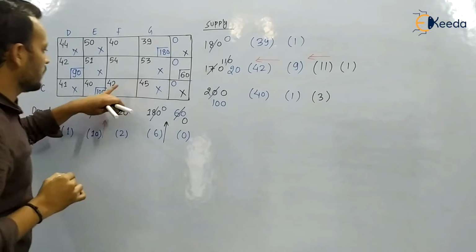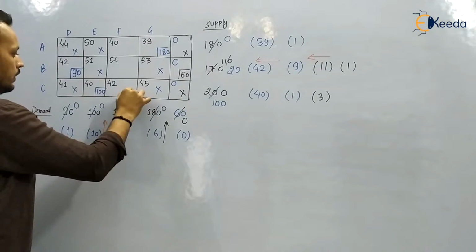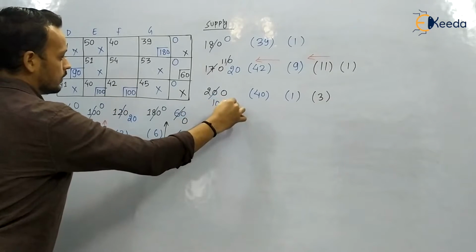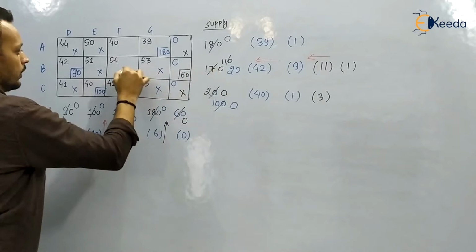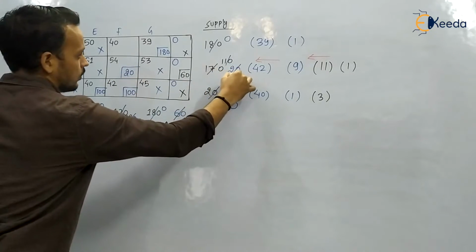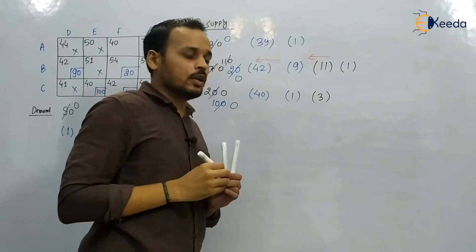Now the minimum is 42. It requires 100. You have 120. So give it 100, you will be left with 20. Here it is 0. Now 20 and 20, give it 20, 0 and 0. You can see each and every demand has been fulfilled.